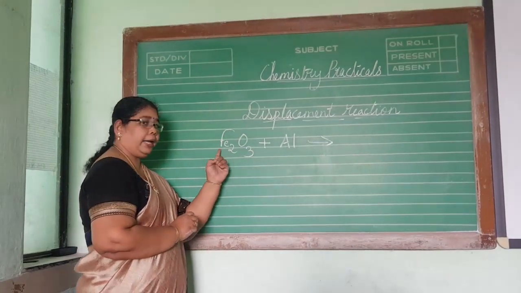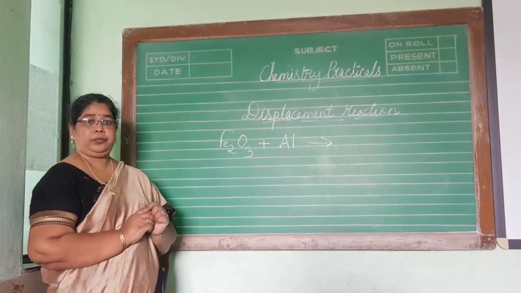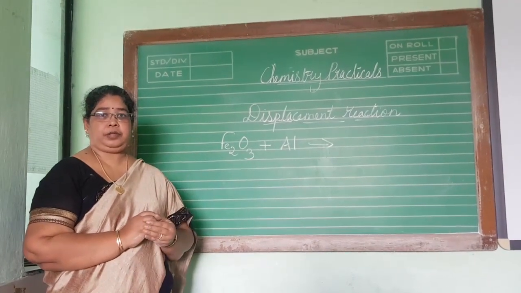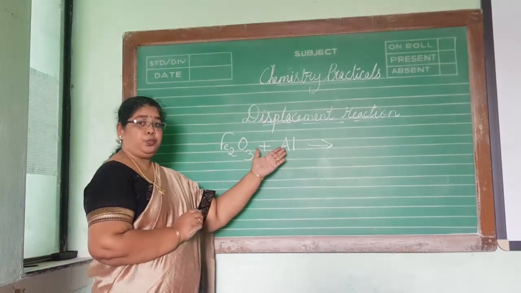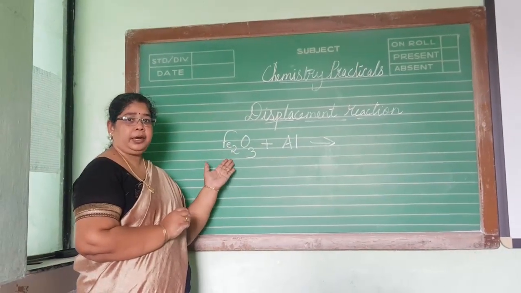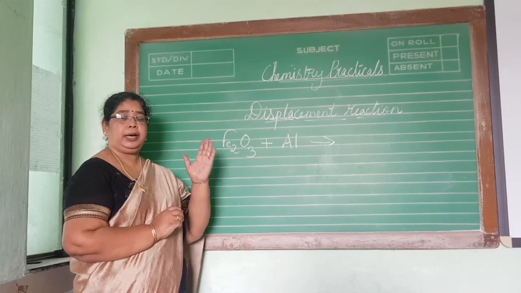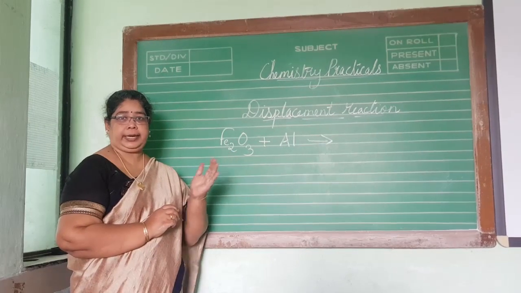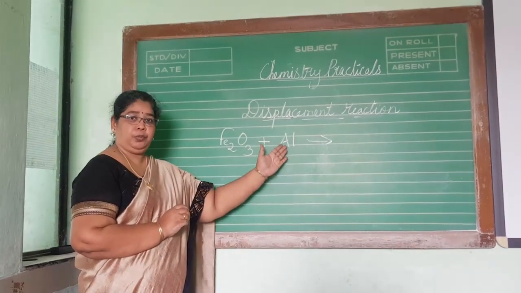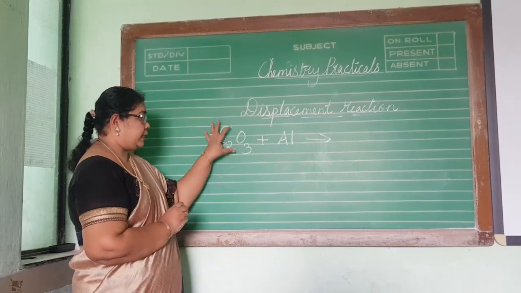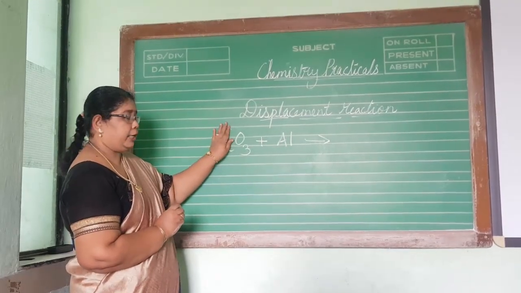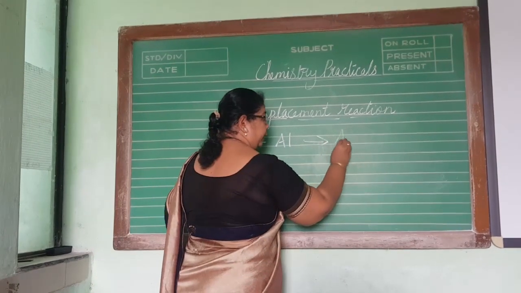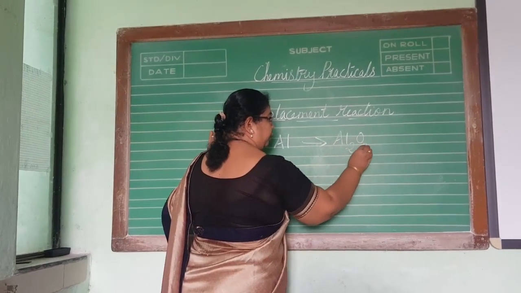Among aluminium and iron, which is more reactive? I hope in the theory part you must have studied the reactivity series of the metals. So aluminium is more reactive than iron. In a displacement reaction, a highly reactive metal will displace a metal with less reactivity. So being more reactive, aluminium will displace iron. So iron will be displaced. So what will you get? Aluminium and oxygen, so you will get a product called aluminium oxide.